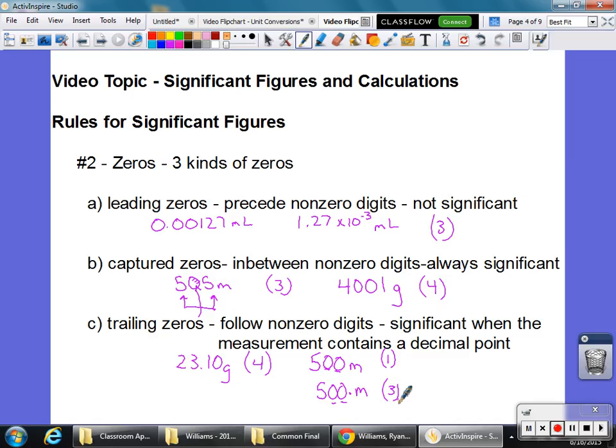Now, every now and then you'll come across a calculation, and in that calculation you may get an answer that is, let's say, 50,000 meters squared.